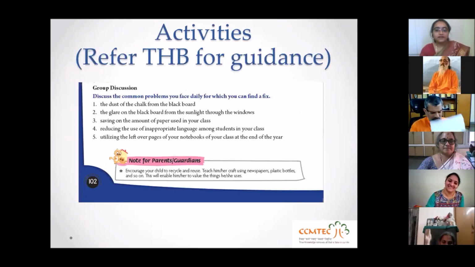Activities here that we have, there is a particular set of guidelines which is given in our teacher's handbook. So I would request you to look at that when you are conducting this group discussion. Some of the questions here are: what could be done, or how can we fix the problem of the dust of the chalk from the blackboard, reducing the use of inappropriate language among the students in your class, and utilizing the leftover pages of your notebooks at the end of the year.